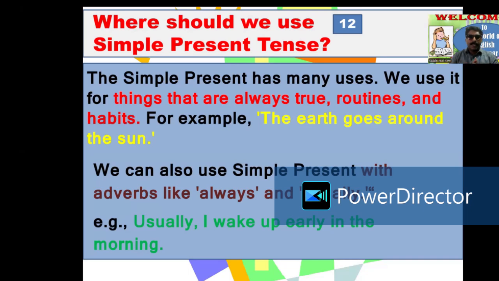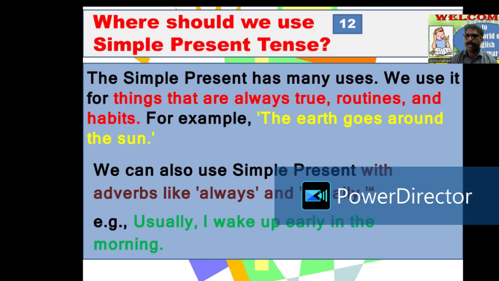The simple present tense has many uses. We use it for things that are always true, routines, and habits. For example, the earth goes round the sun. Do you understand? All the students reply to the teacher, yes, sir, we understood.